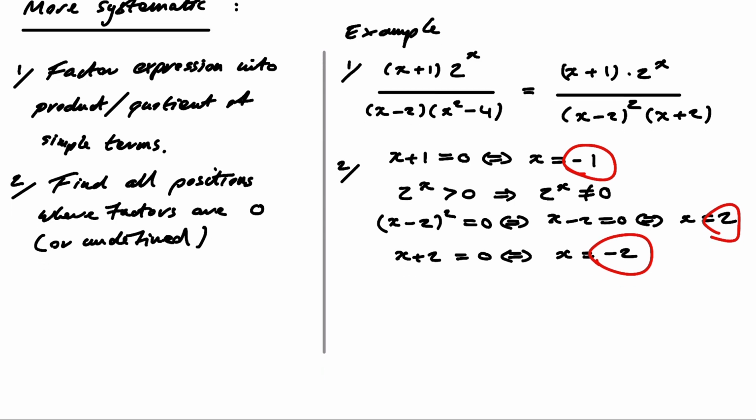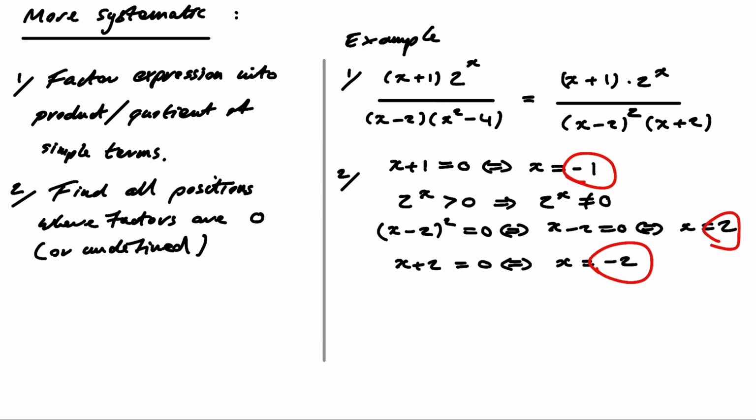So now, let's do the following. Let's draw a table. I'll show you what I mean by this in a sec. So draw a table and catalogue the signs of the factors between these points.